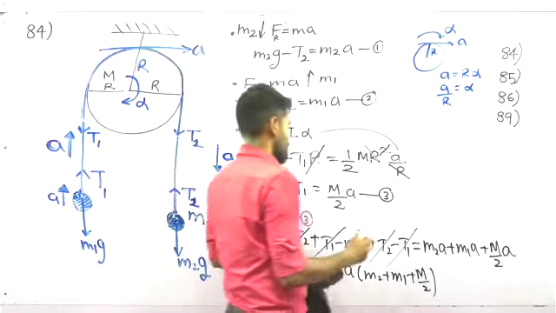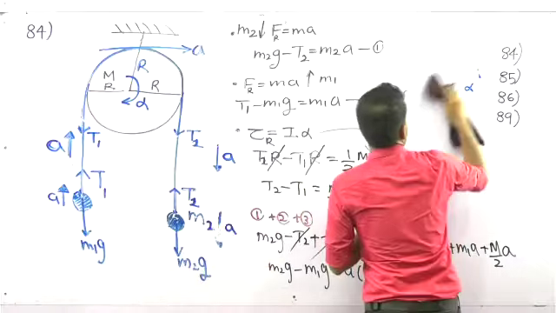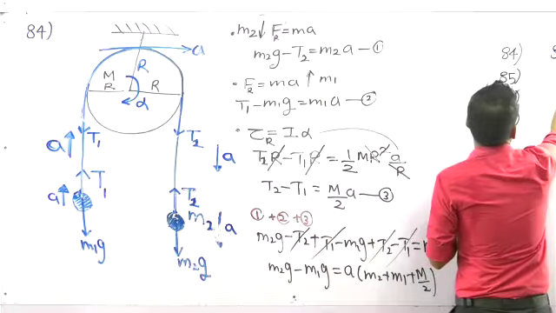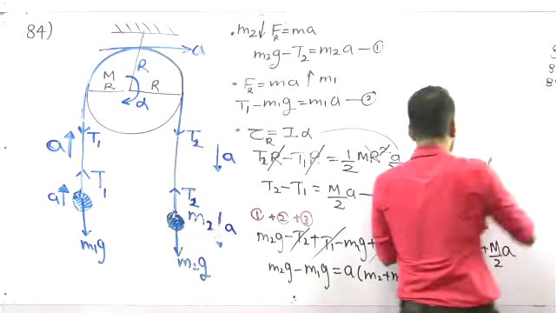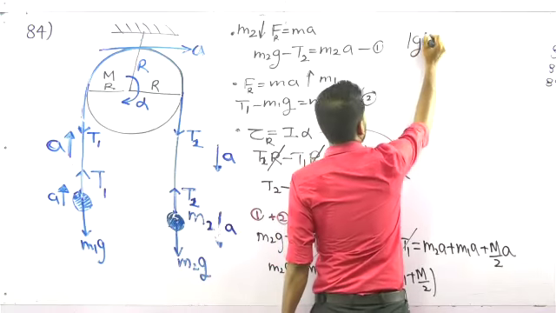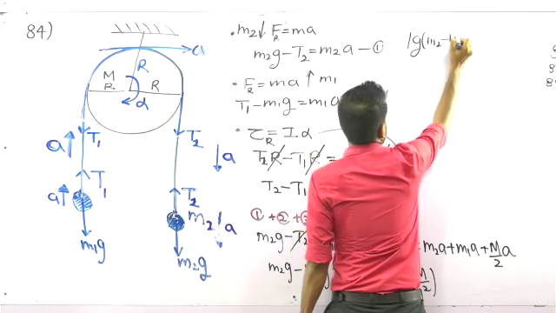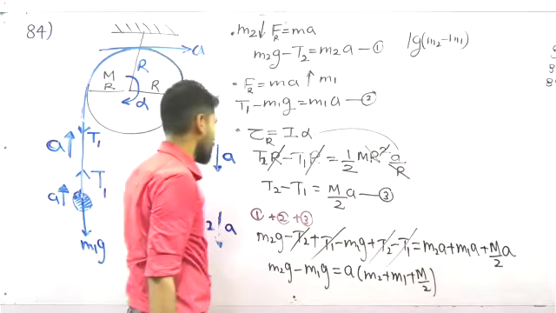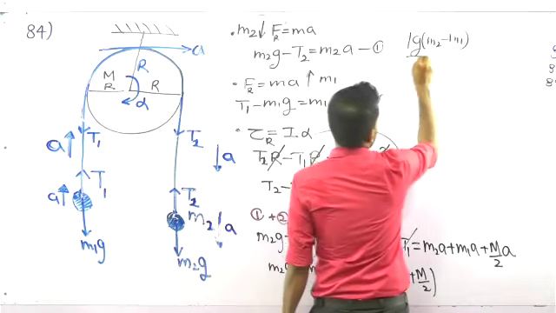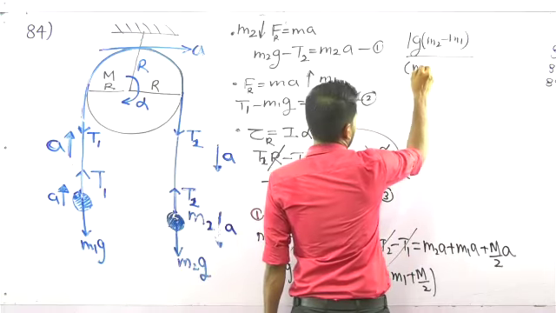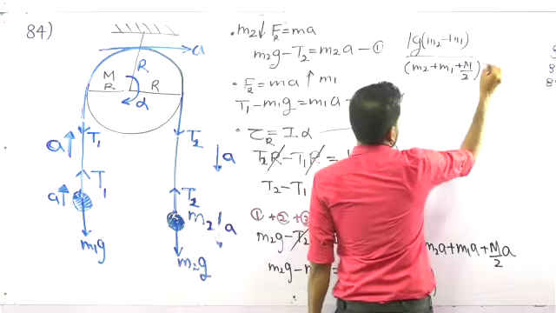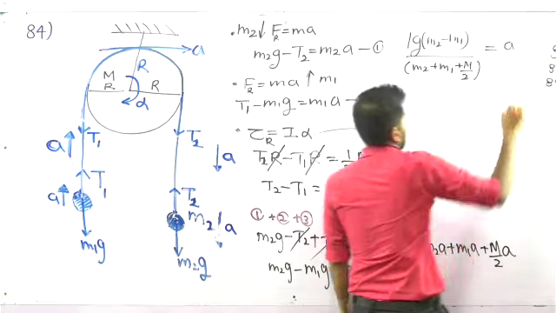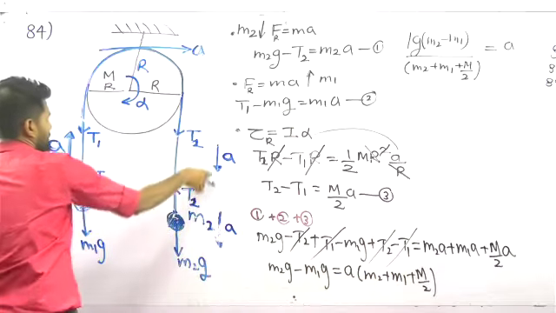Now what is the value of a? g times M2 minus M1, divided by M2 plus M1 plus capital M over 2, is the answer for the linear acceleration.